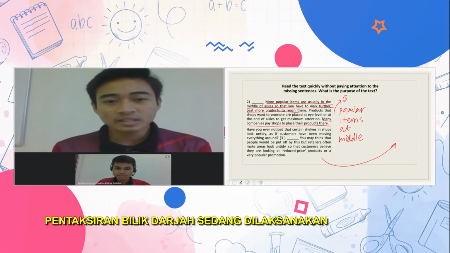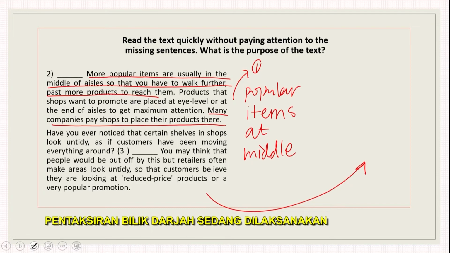The first sentence is, have you ever noticed that certain shelves in shops look untidy as if customers have been moving everything around? The last sentence is, customers believe they are looking at reduced price products or a very popular promotion. So the purpose of this text is the retailers intend to make us believe that we are looking at a popular product.